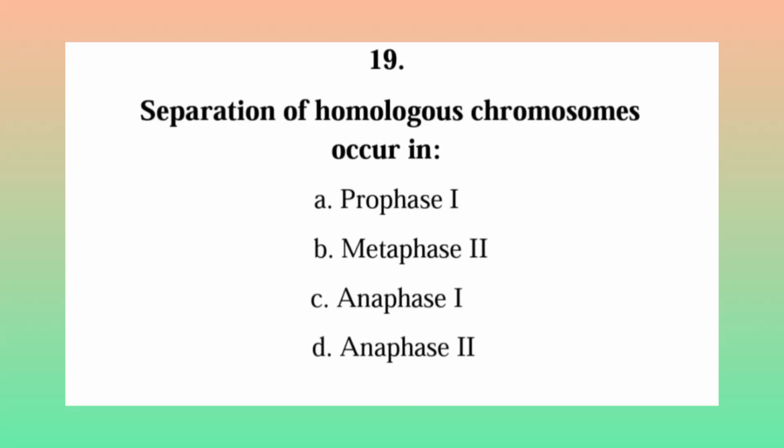19. Separation of homologous chromosomes occurs in A. Prophase 1. B. Metaphase 2. C. Anaphase 1. D. Anaphase 2. Answer C. Anaphase 1. Separation of homologous chromosomes occurs in anaphase 1 of meiosis 1. So answer is C.